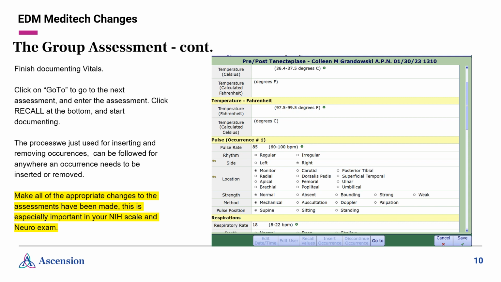Finish documenting all of your vitals on the page, then go to the bottom and click Go To. This will bring you to the 5 assessments again and choose the assessment that you would like to open. Once that assessment is open, please be sure to click on Recall at the bottom before you start documenting. Then continue documenting. The process we just used for inserting and removing occurrences can be followed anywhere an occurrence needs to be inserted or removed. When using Recall, make sure to make all of the appropriate changes to the assessments that have been made. This is especially important in your NIH scale and your neuro exam.